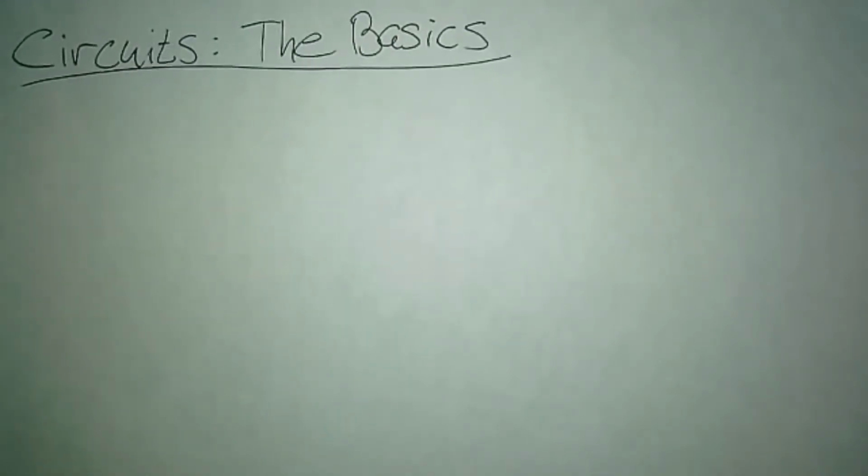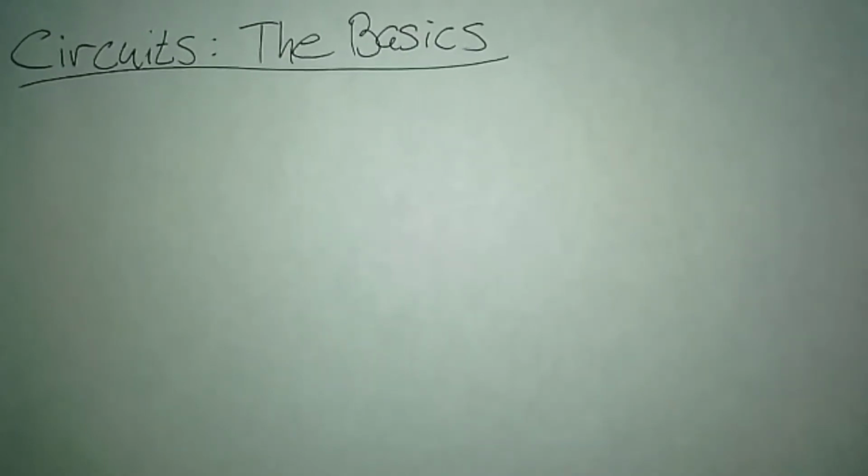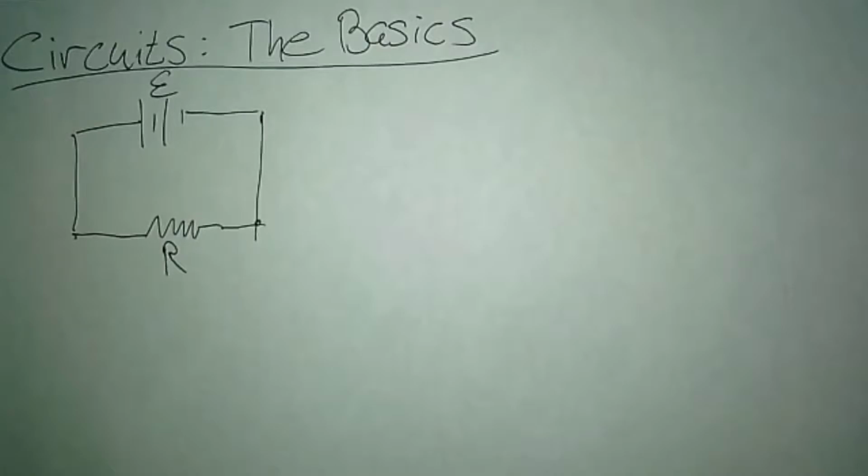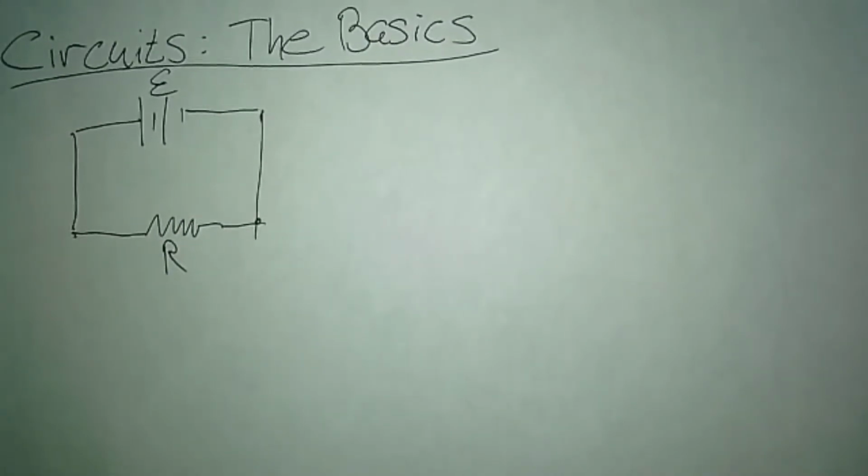We're going to talk about the basics of circuits today, and we are going to look at just what goes in it a little bit and try and keep it mostly pretty simple. So let's get to it. This is pretty much the most basic circuit you can have. You've got just a battery and a resistor.